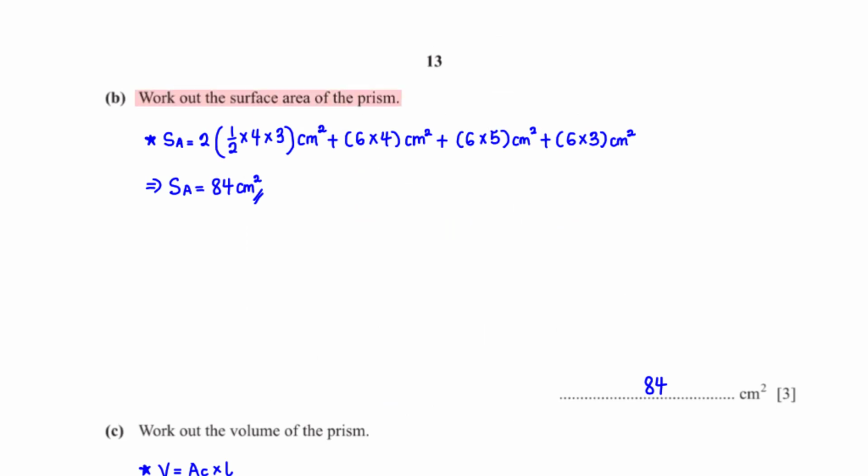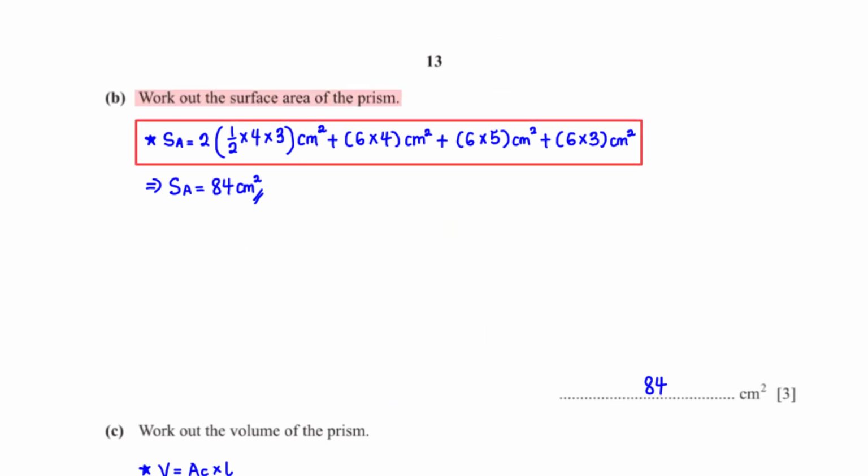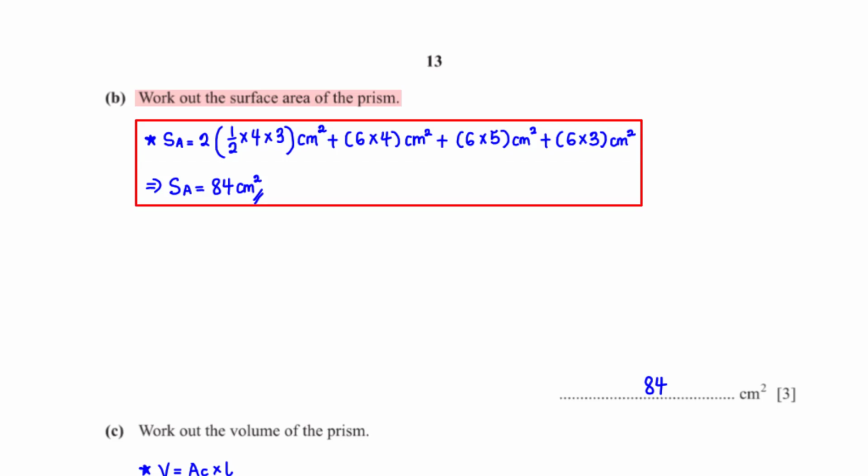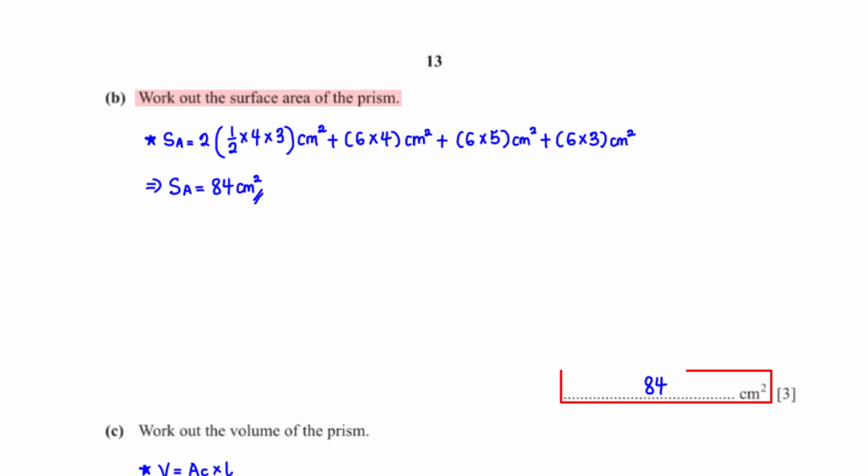Work out the surface area of the prism. The surface area of the prism is equal to the area of the two triangles, which is 2 times half of 4 times 3 cm squared, plus the sum of the areas of the other 3 rectangles, which is 6 times 4 cm squared, plus 6 times 5 cm squared, plus 6 times 3 cm squared. When we type this into the calculator, we get 84 cm squared.